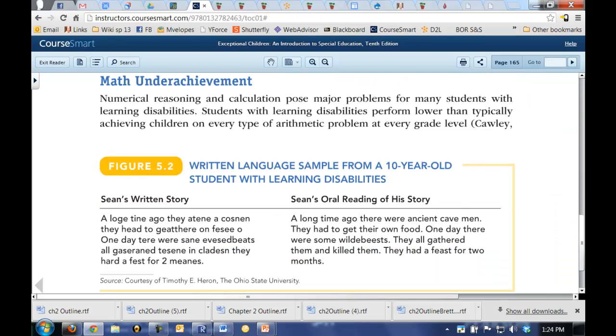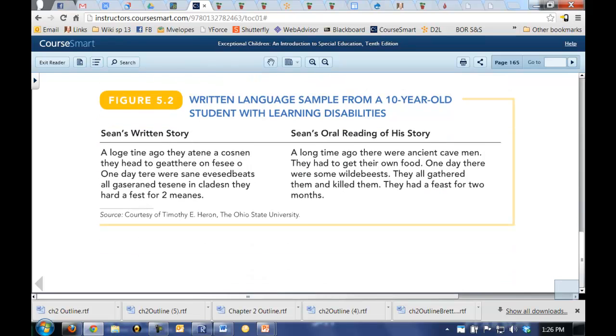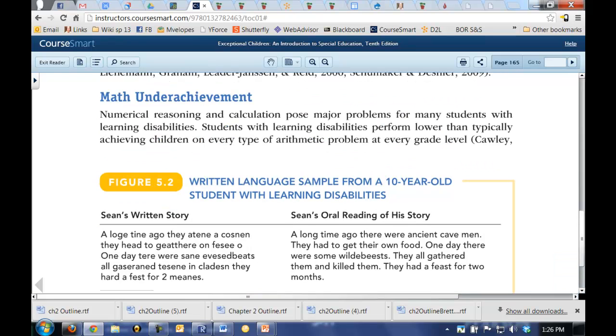Math. Numerical reasoning and calculations pose major problems for many students with learning disabilities. Students with learning disabilities perform lower than typically achieving students on every type of arithmetic problem at every grade level. Sorry, I didn't want to tell it to you that way, but that's the way it is.